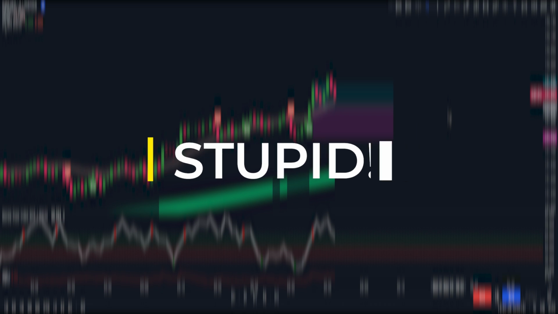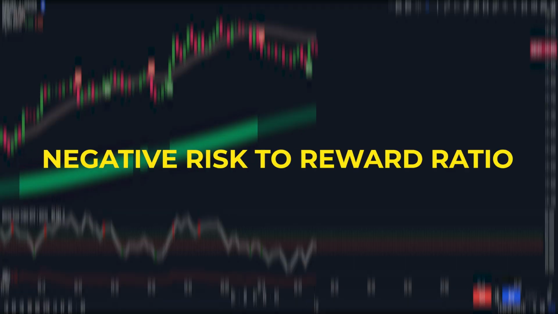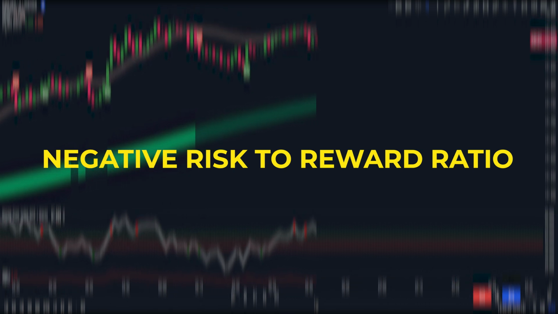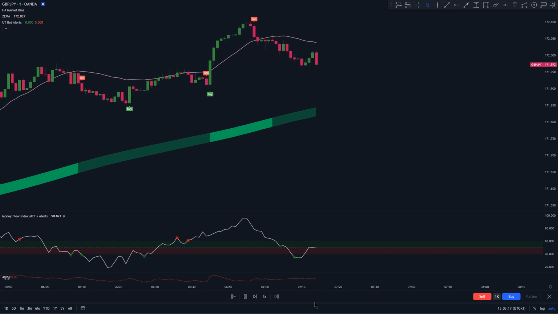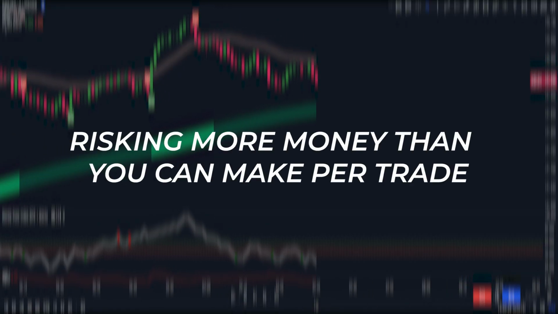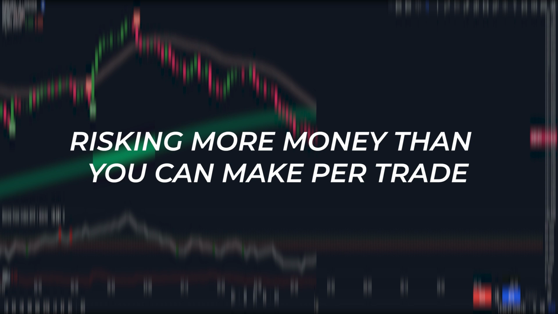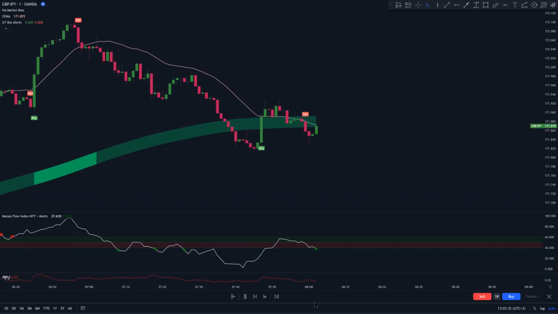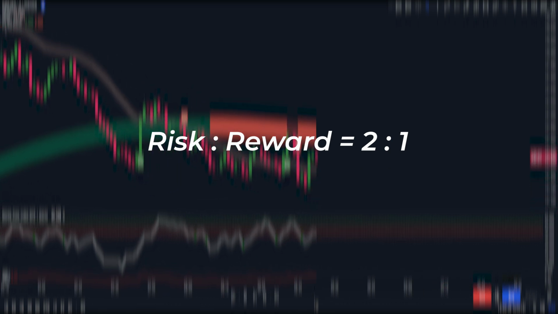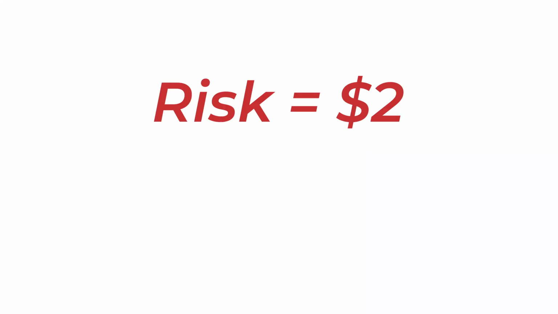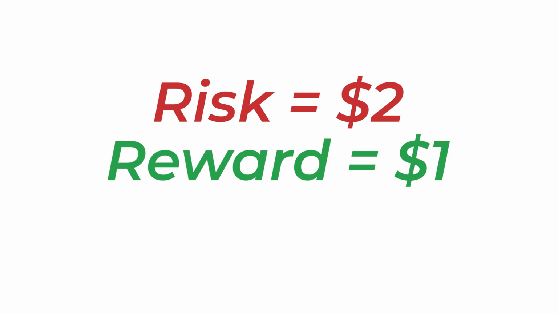And the reason why it feels stupid is because of the negative risk-to-reward ratio used by this strategy. If you didn't already know, with a negative risk-to-reward ratio, you're basically risking more money per trade than you can make. So for example, with this strategy, the risk-to-reward ratio is 2-to-1, meaning that for every $2 that we're gonna be risking, we can only make $1.